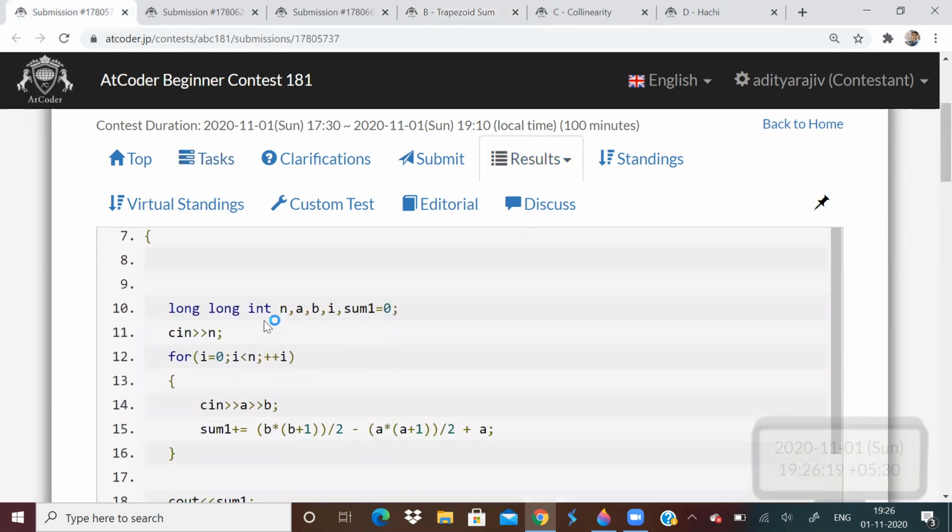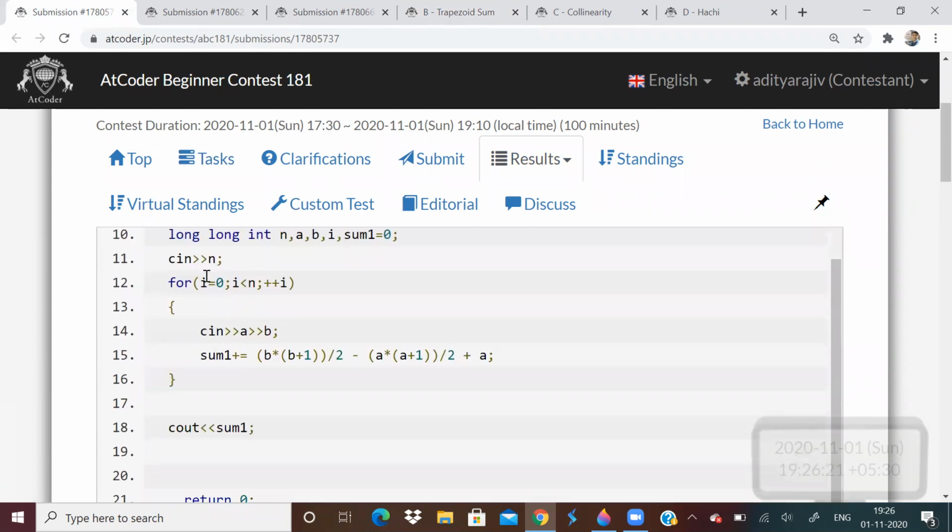So to do this problem, take the input n and run a loop from 0 to n minus 1, and accept a and b, and the sum will be this only. Basically this formula corresponds to the summation of n natural numbers. So this is that formula, and don't forget to add a, because a is also inclusive over here. So this is how you find the sum.